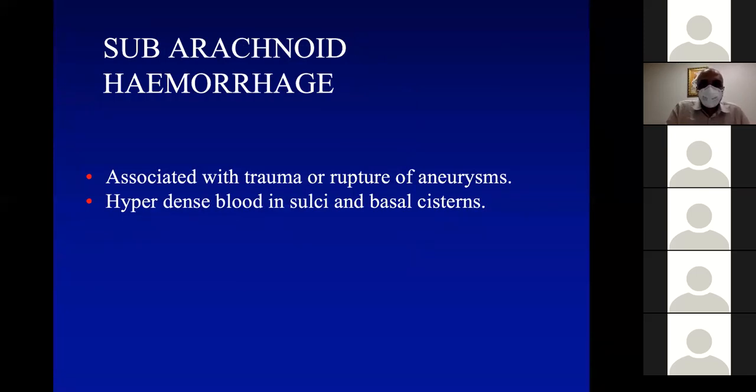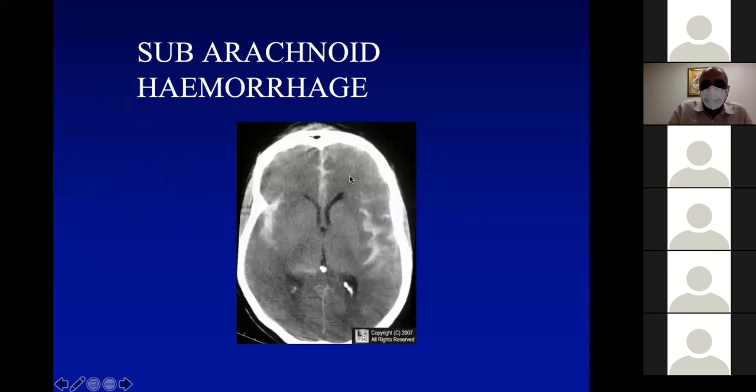Subarachnoid hemorrhage is associated with trauma or rupture of an aneurysm. It is hyperdense blood in the sulci and the basal cistern. I've already shown you another image of the same. You could see the hyperacute blood within the anterior interhemispheric fissure, within the sylvian fissures bilaterally, and this is subarachnoid hemorrhage. If it is associated with trauma, then it is traumatic subarachnoid hemorrhage. If it is spontaneous, then you need to look for aneurysm.